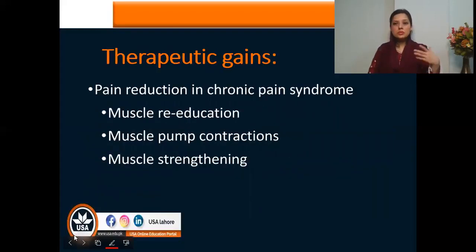With this, I'm going to tell you about the therapeutic technique. In short, we are going to use it for pain management, muscle re-education, muscle pumping contraction, or muscle strengthening as well.